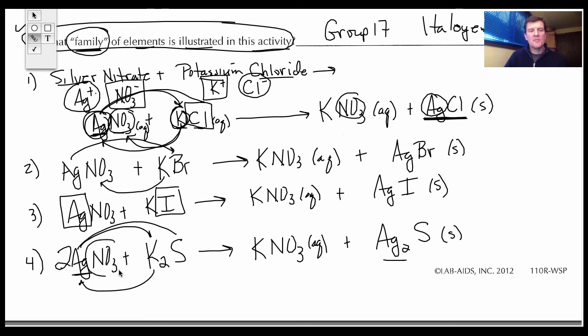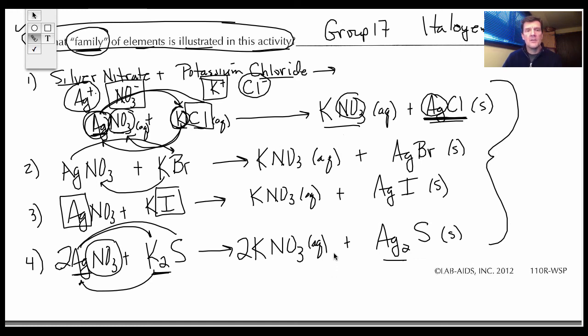That doubles the number of nitrates, so I got to double the number of nitrates here. That doubled the number of potassiums, which we do have 2 on the other side, and now it is balanced. All of these have been correctly written using the double displacement method, forming the correct products, and then correctly balancing them.